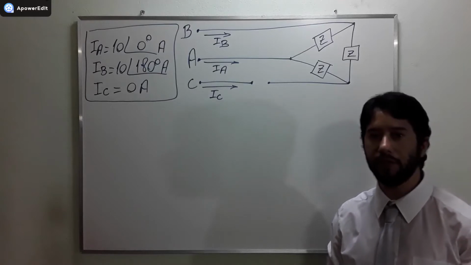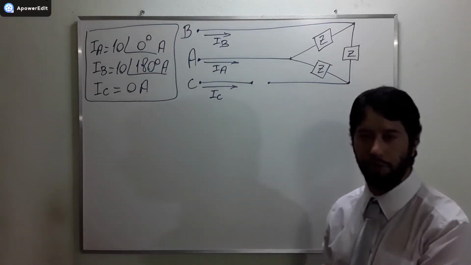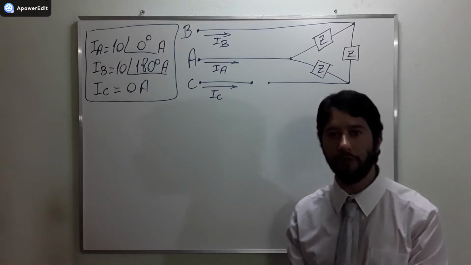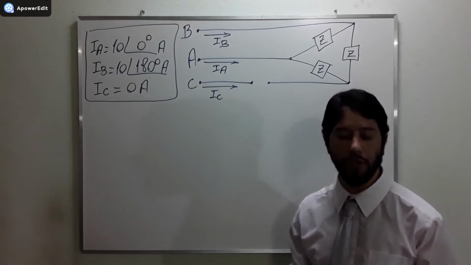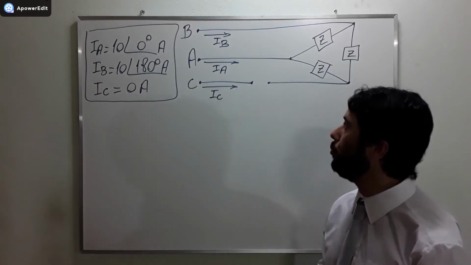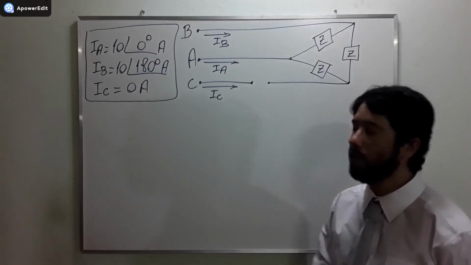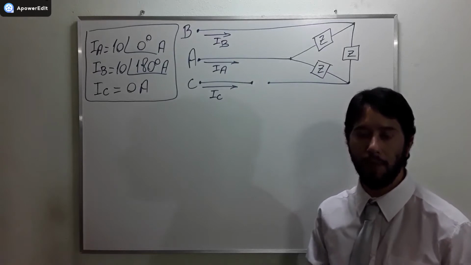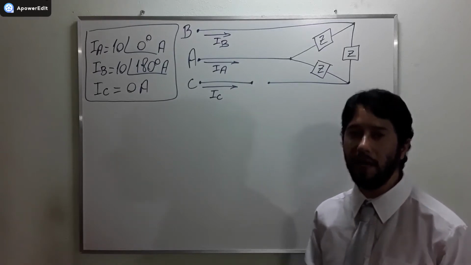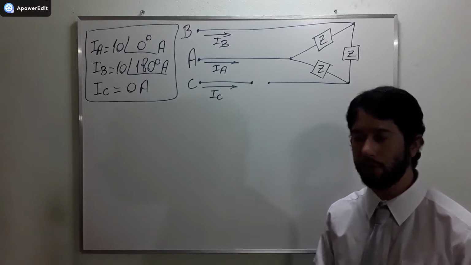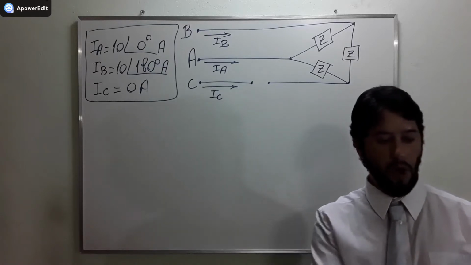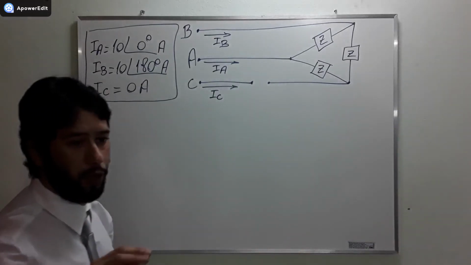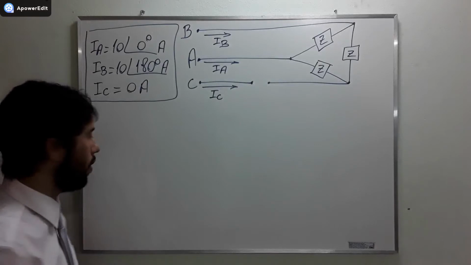To solve this exercise, we are going to use Fortescue's theorem. Do you remember? Have you ever seen it? Let's use it. And we are going to decompose these three currents in three sets of currents: positive sequence, negative sequence, and zero sequence. Okay, so what is the difference between them? Let's review the theory before we go to the problem.